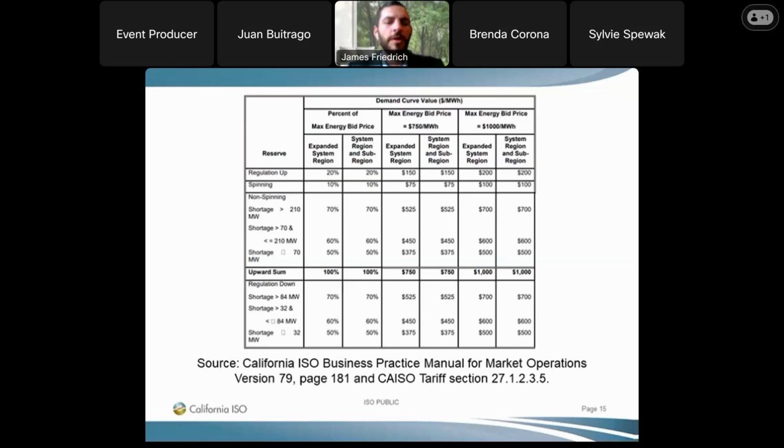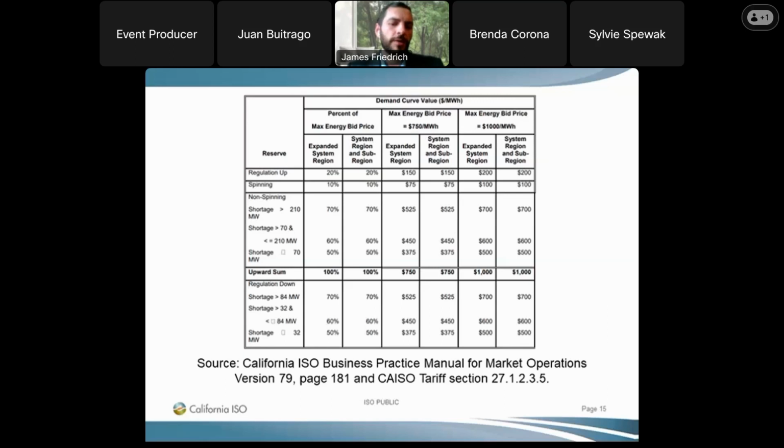So they're incremental. Basically, that means that if you start to relax your regulation up requirements, the penalty value associated with that is $700 for the non-spin, plus $100 for the spin, plus $200 for the reg up, or $1,000. And then those are scaled based on the relevant energy bid price at the time. So if FERC Order 831 conditions applied and we're now working with $2,000 penalty prices, essentially those values would double. So they scale accordingly to that value.